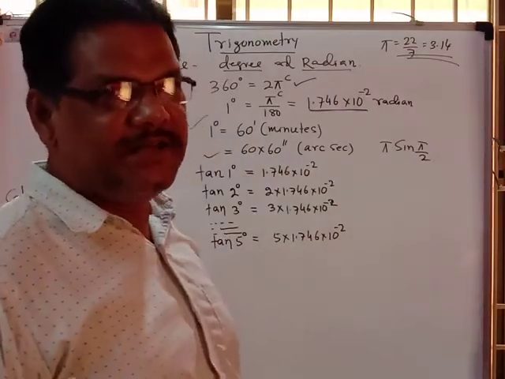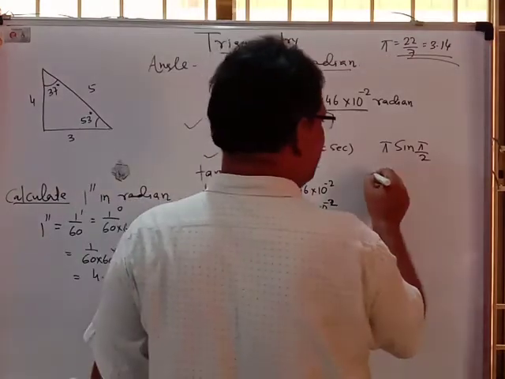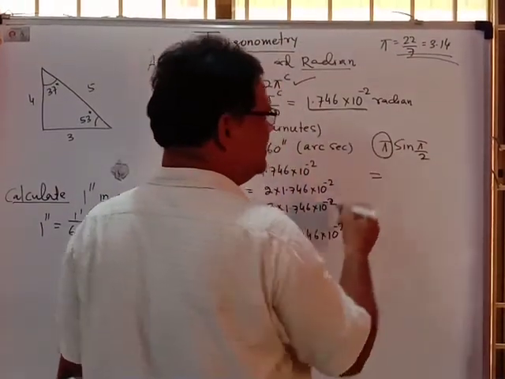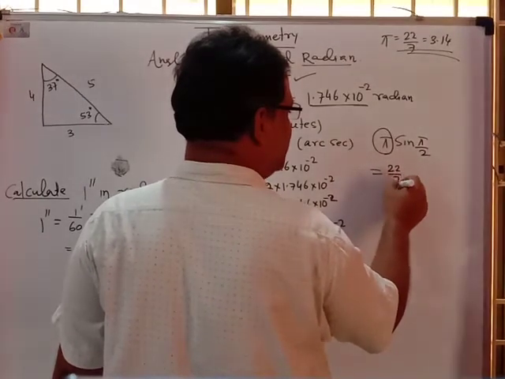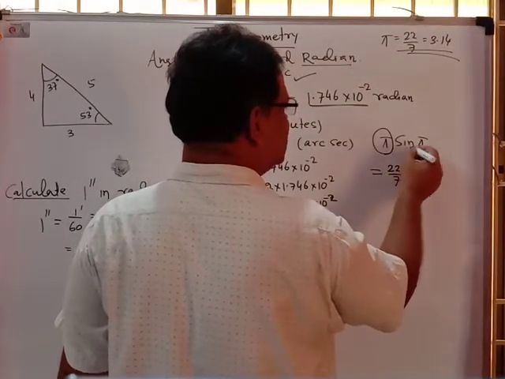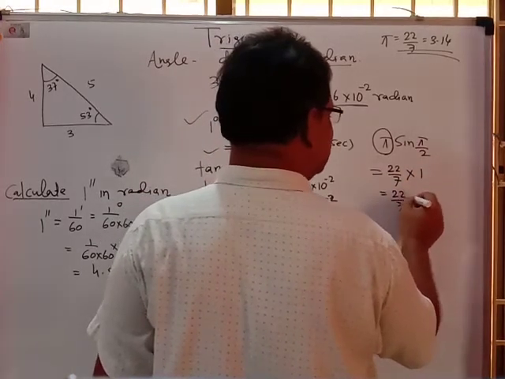The value of sine 90 degree, you know, is 1. So what will be its value? For this pi you have to put here 22 by 7. 22 by 7 into sine pi by 2, which equals 1, is equal to 22 by 7, that is 3.14.